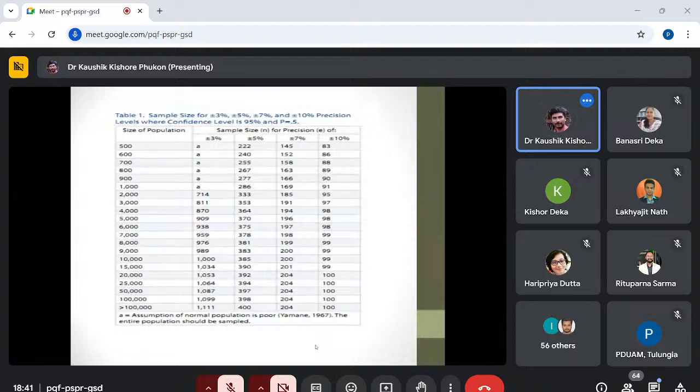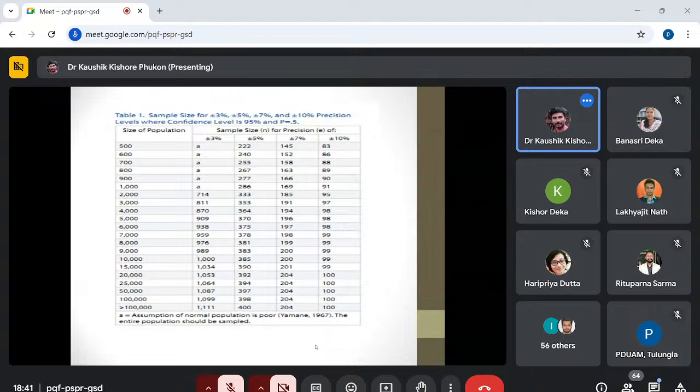222. But does the population size have a very big impact on the sample size? You see, 10,000. You see the size 10,000. Okay, at precision level 5%, you can see for a 10,000 population size, you need a sample size of 385. After that, it somewhat becomes constant.